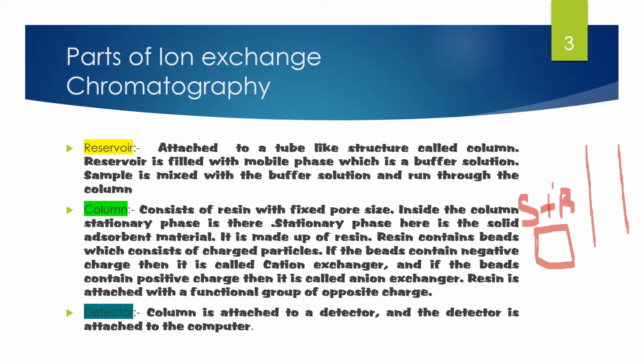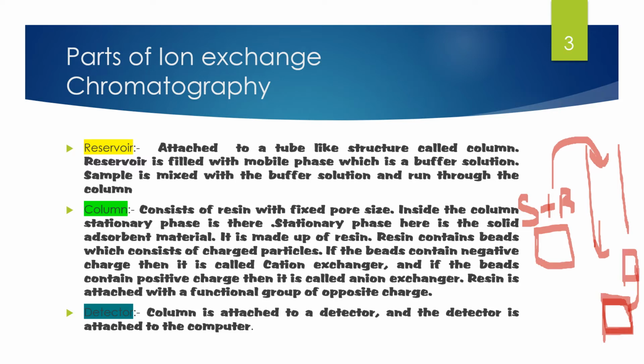And this is poured inside this column, and the unwanted things are eluted, which can be detected in the detector, and a pictorial graphical representation is formed or can be seen in the computer. So these are the parts of the ion exchange chromatography. Now let me discuss in brief.